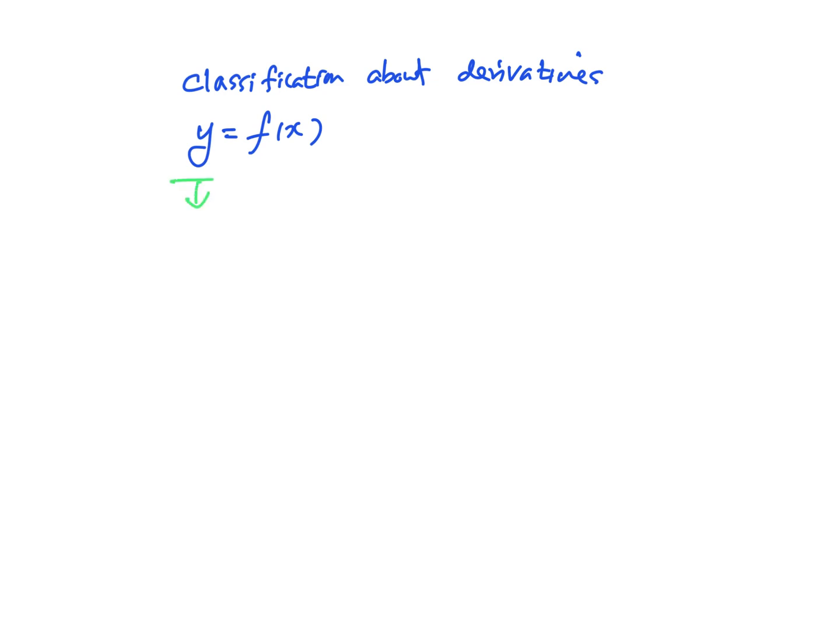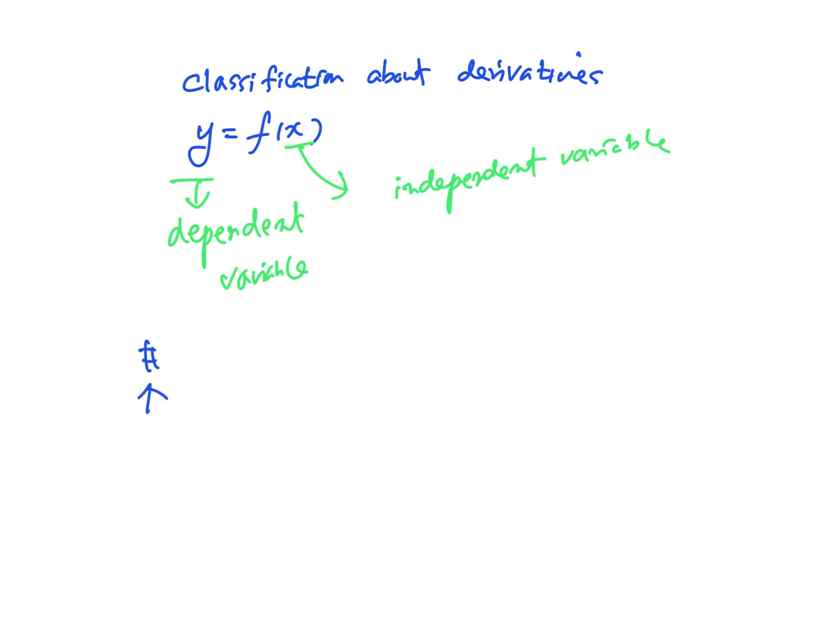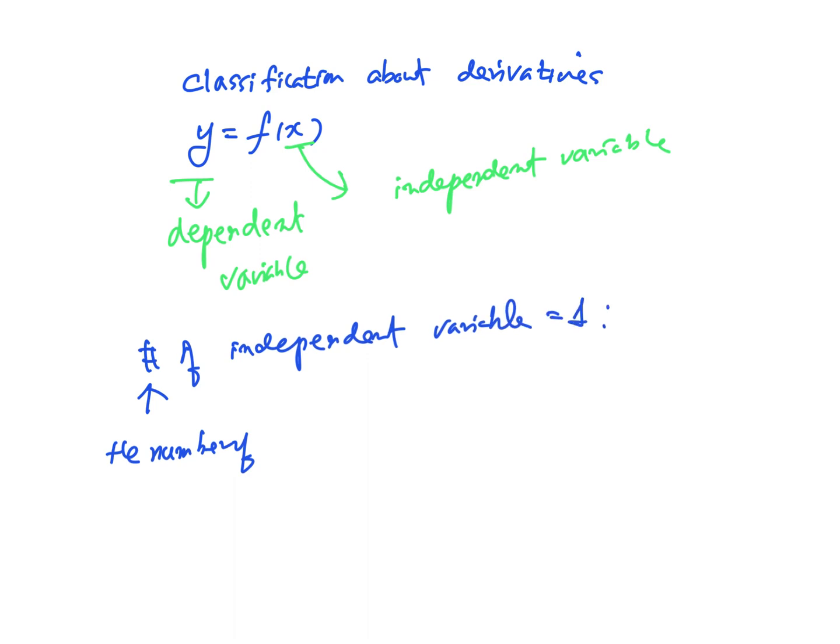This is called the dependent variable. X is called the independent variable. The number of independent variables is equal to 1, or just x, we say the derivative is an ordinary derivative. The typical ordinary derivative is simply dy/dx, also the main subject of derivatives for this semester.